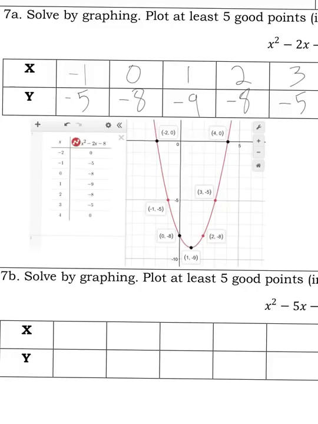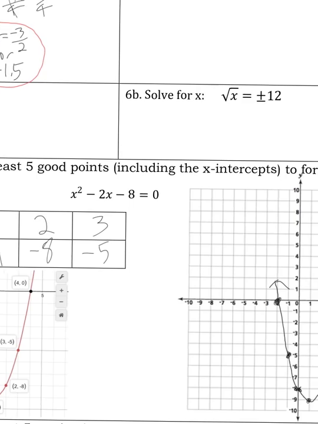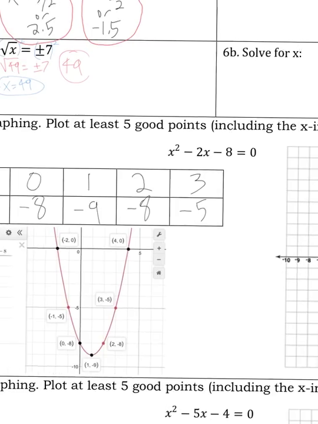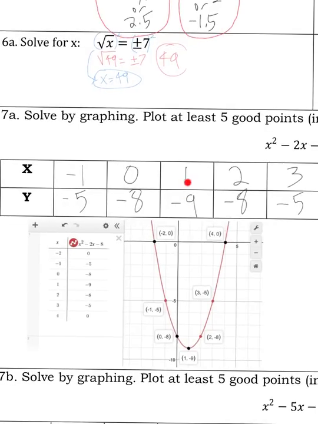Okay, so here's a screenshot of me graphing it in the Desmos app. You can see I extended the table a little bit to show you the x-intercepts, because I want you to pull out at least 5 good points, but I also want you to make sure you can graph the x-intercepts. In my table that I wrote, I put the vertex (1, -9) in the middle, because that's what I like to do. You get the best looking parabola when you put the vertex in the middle. I didn't put the x-intercepts in my table, but I did graph those 2 points.